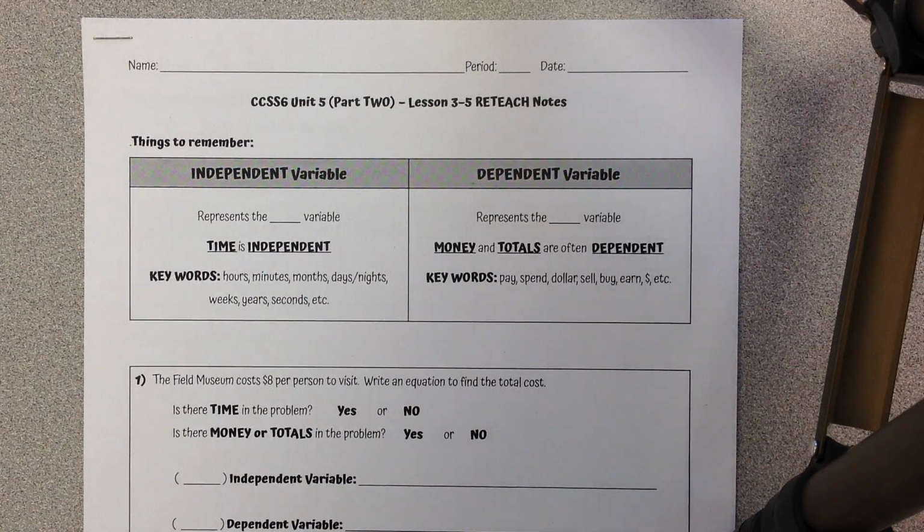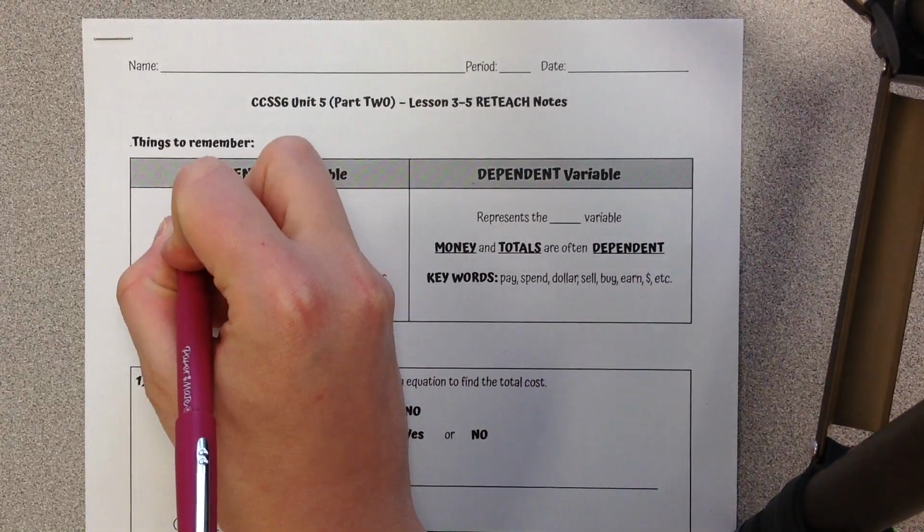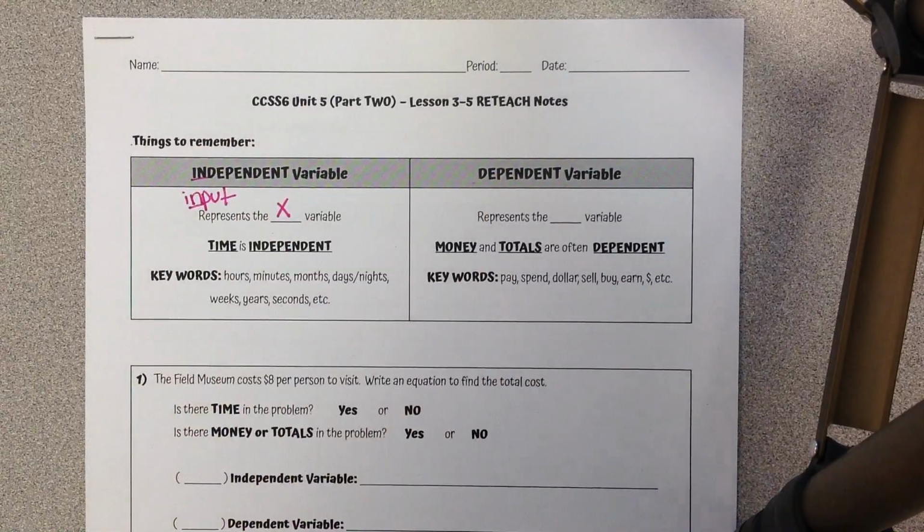All right, this is the lesson 3 through 5 reteach. Okay, so things to remember, these are reminders when we're talking about independent and dependent variables, that the independent variable represents X. Okay, and remember, independent is our input.